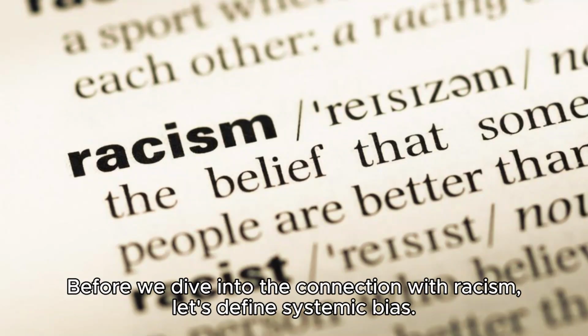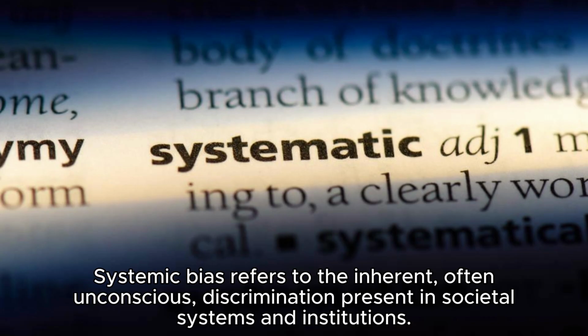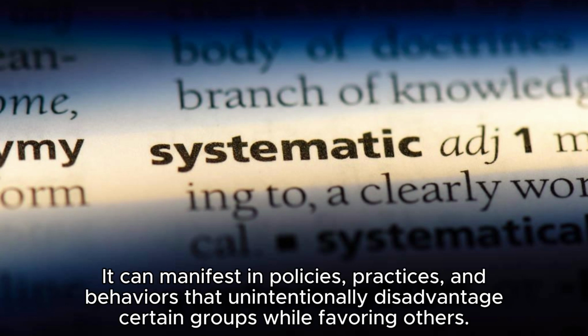Understanding systemic bias. Before we dive into the connection with racism, let's define systemic bias. Systemic bias refers to the inherent, often unconscious, discrimination present in societal systems and institutions. It can manifest in policies, practices, and behaviors that unintentionally disadvantage certain groups while favoring others.